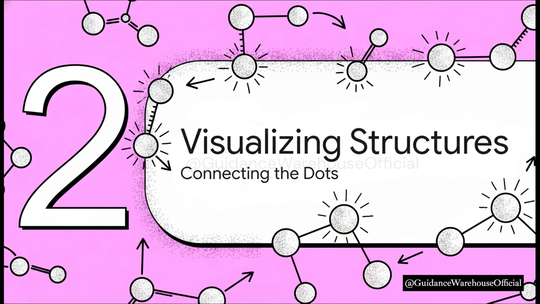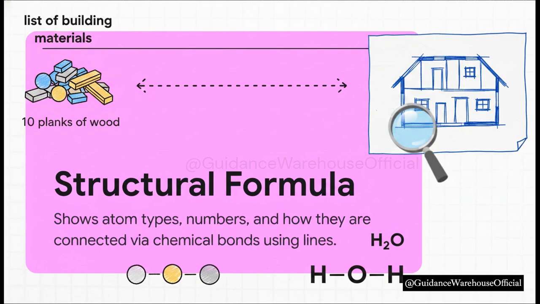Moving on to Section 2. Visualizing molecular structures, connecting the dots. Now that we know exactly how many atoms we're dealing with, it's time to figure out how they actually fit together. You see, a molecular formula tells us the what and the how many, but it leaves us totally blind as to the how. And that is where the structural formula comes in. A structural formula gives you the exact same info as a molecular formula, but it brilliantly adds the critical dimension of connectivity by using lines to represent the chemical bonds.